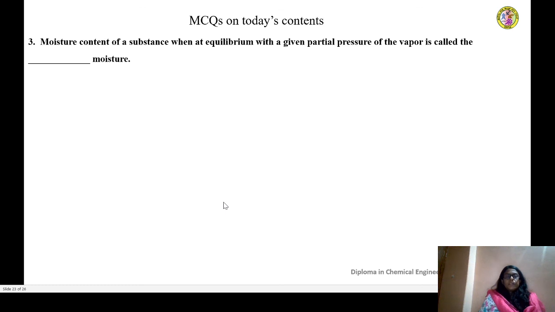The moisture content of the substance when at equilibrium with the given partial pressure of the vapor is called: is it free moisture, unbound moisture, equilibrium moisture, or bound moisture? I hope all of you have given the right answer. It is option C, the equilibrium moisture.